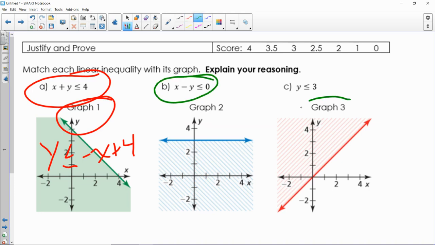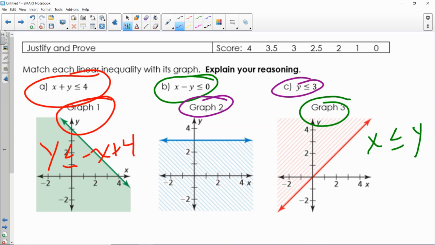So those are some reasons why A and 1 match. B matches graph 3. Again, if I converted this to my traditional y equals mx plus b form, I would have y is greater than or equal to x, so I have a slope of +1. The line's going up, it's solid because of the or equal to, and I'm shading above that line. The y-intercept is 0, and this one goes straight through 0. So B and graph 3 match up, which leaves us with C and graph 2.